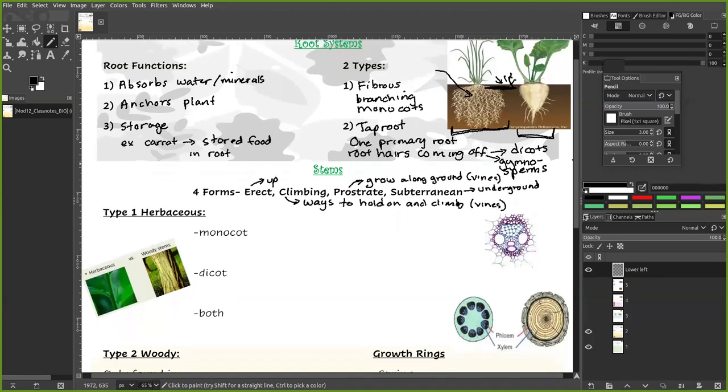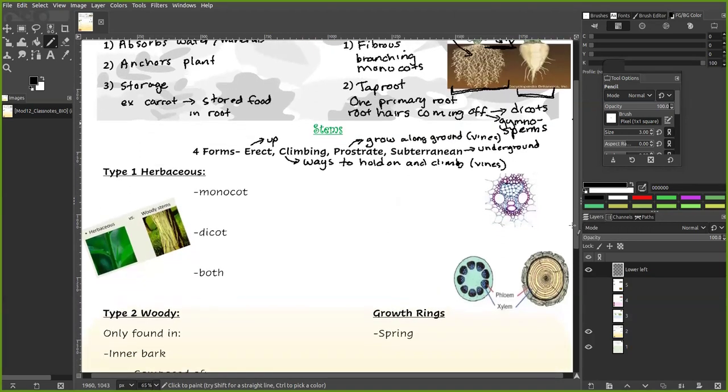Now we're going to talk about some of the differences if you look inside the stem. And see, we have some pictures right here of stems that were cut into a little slice and you're looking from the top down. Now a monocot will have its vascular bundles scattered throughout.